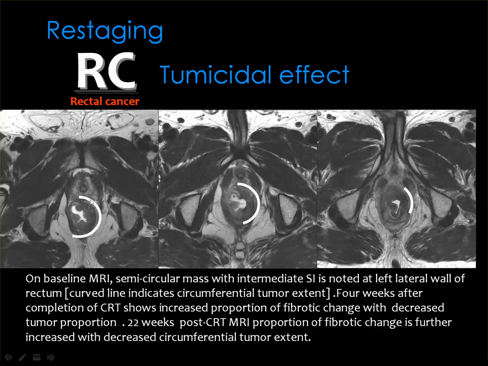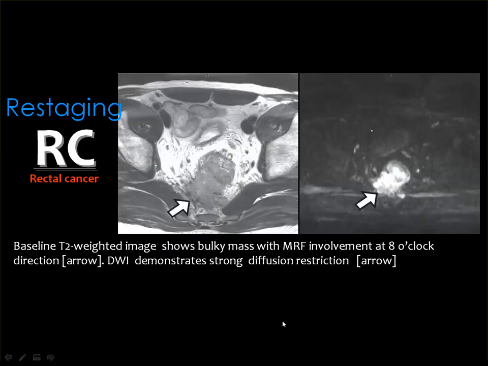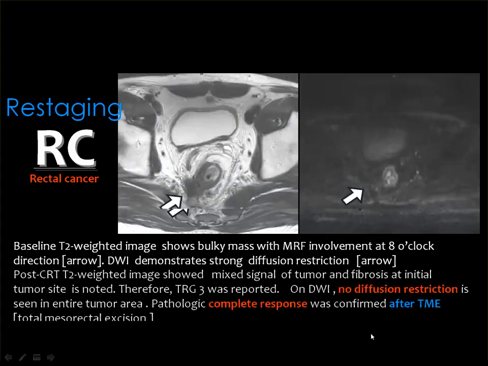You got this circumference of tumor infiltration of the rectal wall. Then on follow-up, you got reduction and another follow-up 22 weeks post chemo irradiation, and you see the considerable regression of the tumor. This follow-up was done 4 weeks, and this follow-up was done 22 weeks. Then in this example, you see a big tumor that has extended into the mesorectal fascia in the presacral space with possible invasion of the mesorectal fascia, and this is diffusion weighted image showing diffusion restriction.